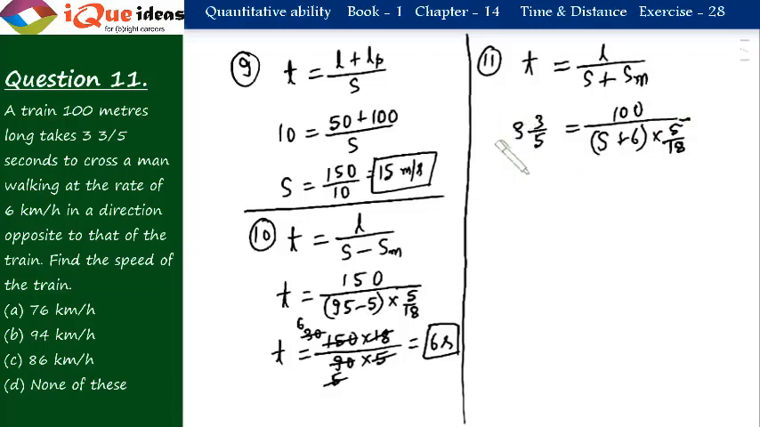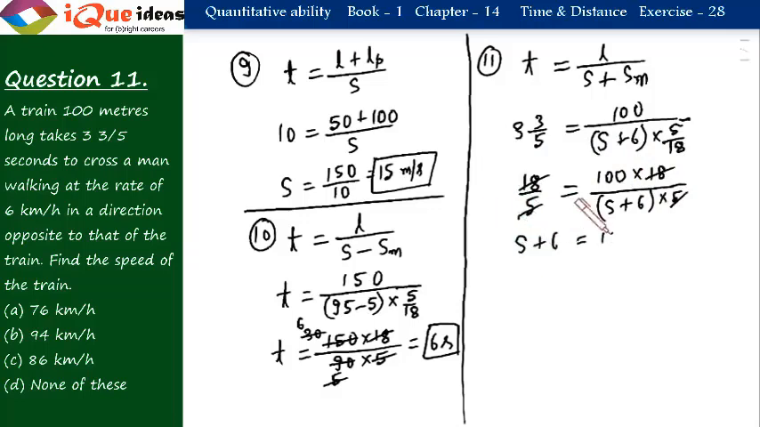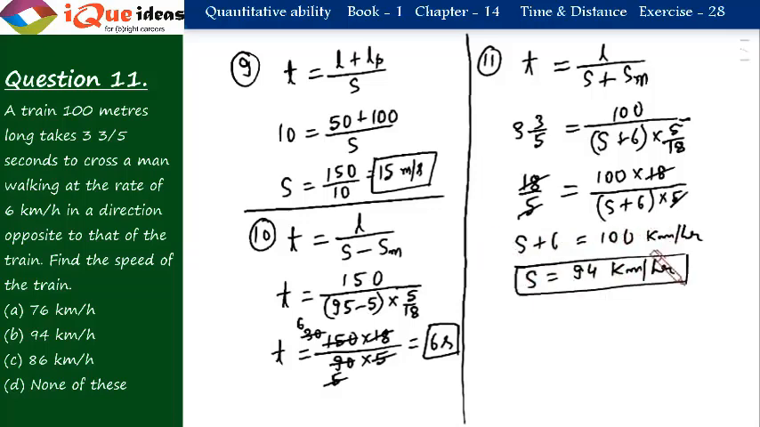Now 3 by 5 will become 18 by 5, equal to 100 into 18 divided by (S plus 6) into 5. So the 18 and 18 are cancelled, and 5 and 5 are cancelled. So we get S plus 6 is equal to 100, and this is in kilometers per hour. So we have S equal to 94 kilometers per hour. Just be careful. We have assumed the speeds initially in kilometers per hour, multiplied to convert to meters per second, and then solving we get 94 kilometers per hour.